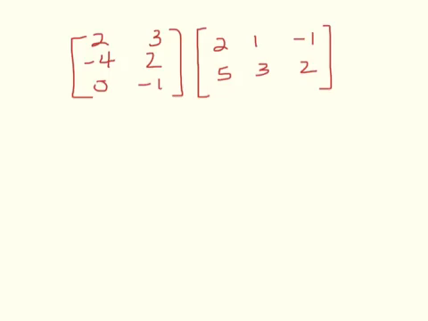Alright, so I saved the best for last. This one is 3 rows by 2 columns. This one is 2 rows by 3 columns. So we're going to knock these off. What we're looking for is a matrix that will be of dimension 3 by 3. So I'm going to make this pretty large.